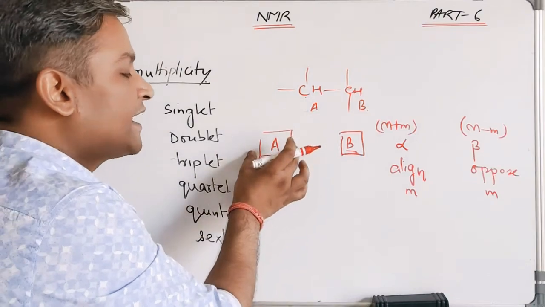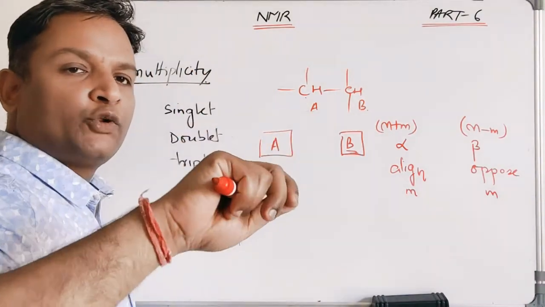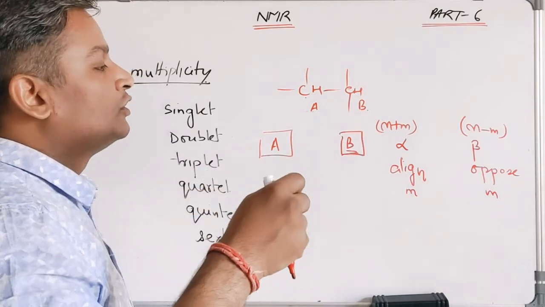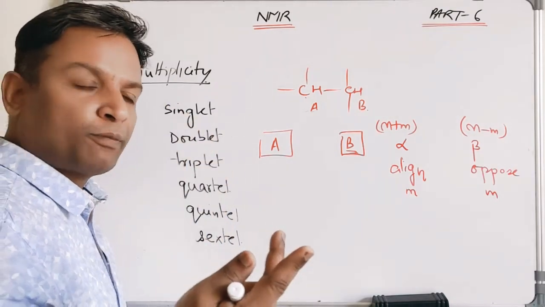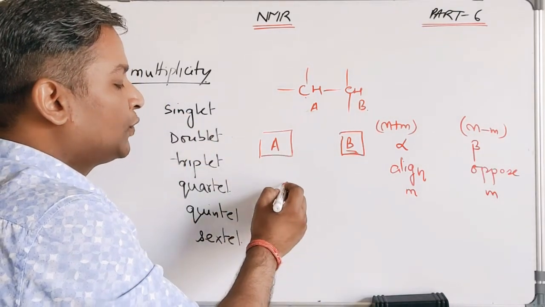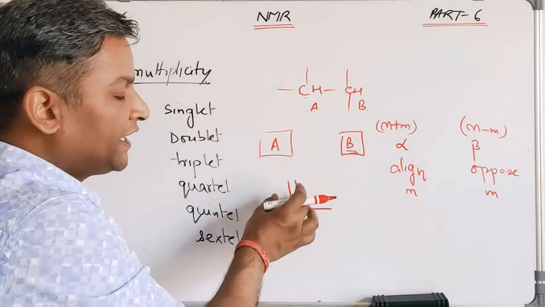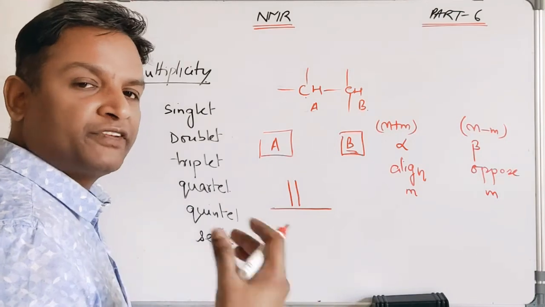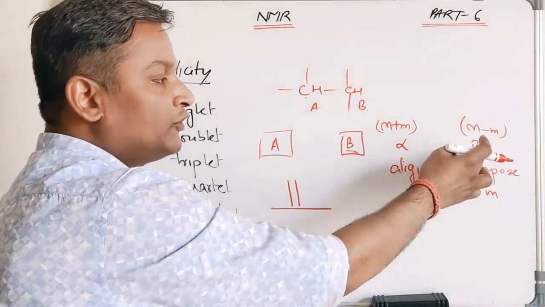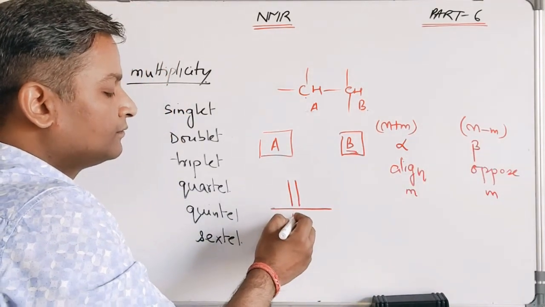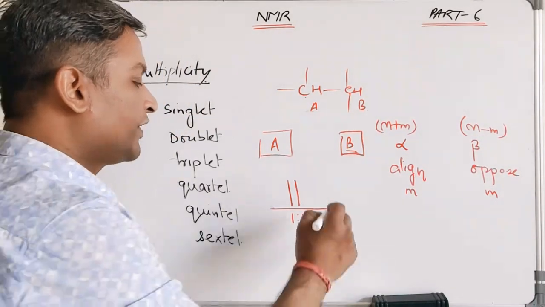So A will show two precession frequencies, and two precession frequencies mean two tunings with the radio frequency source, and tuning with the radio frequency source means two types of peak will be observed. So A will be split into a doublet because two peaks will be observed. And what will be their intensity? Intensity will be the same, because it generates one environment and then a second environment, so the intensity will be 1:1. The intensity of the peaks in a doublet will be 1:1.